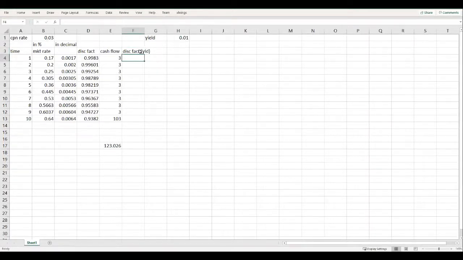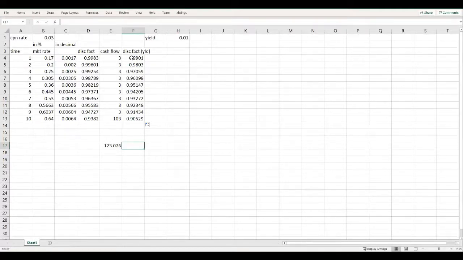So it is $1 present value discounted at the yield. So again, it's $1 divided by 1 plus the yield, but the yield cannot change as I copy, therefore I have to use F4. And then to the power of time. And then I copy paste all the way down by double clicking. Now I have the discount factors using the yield.